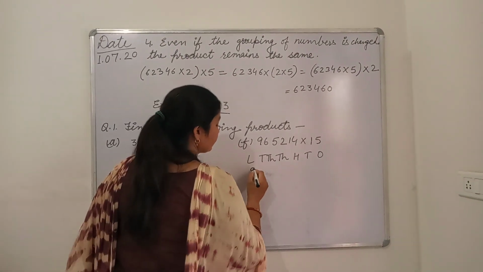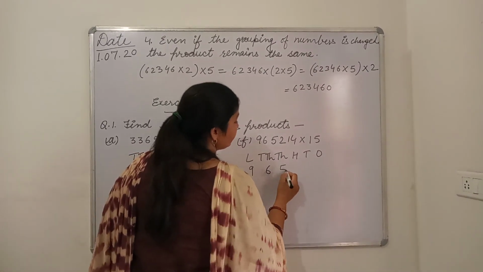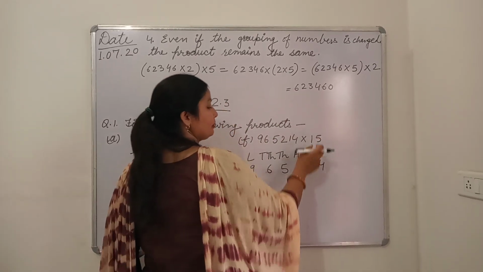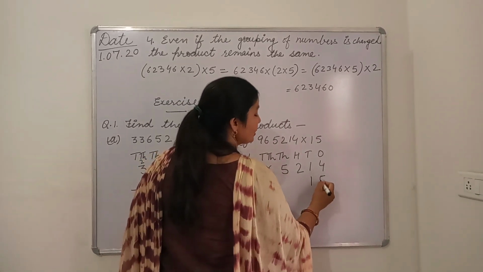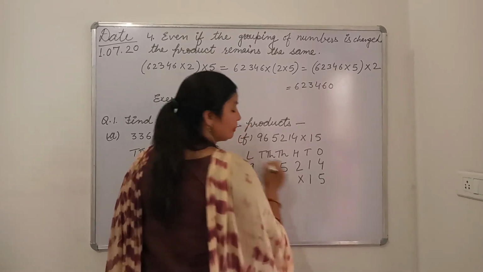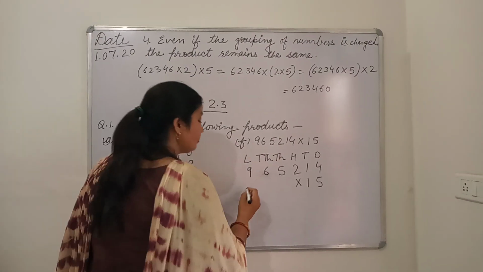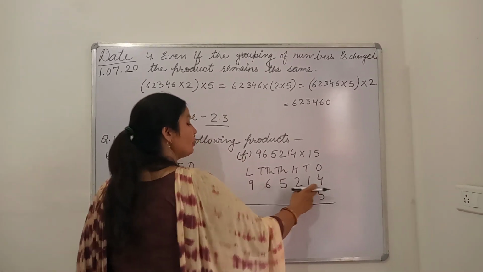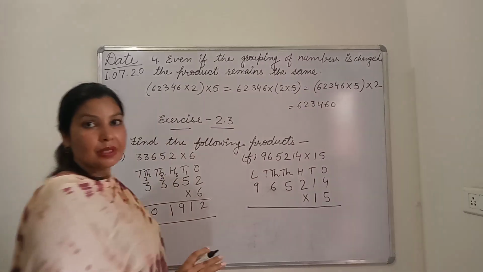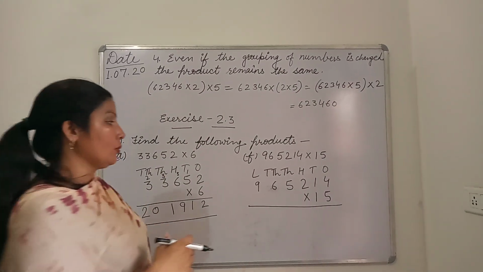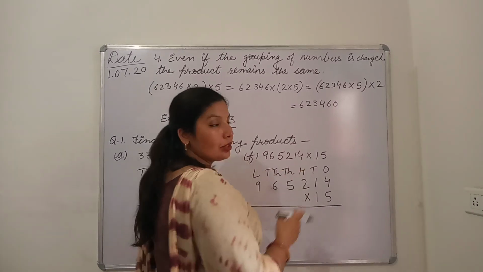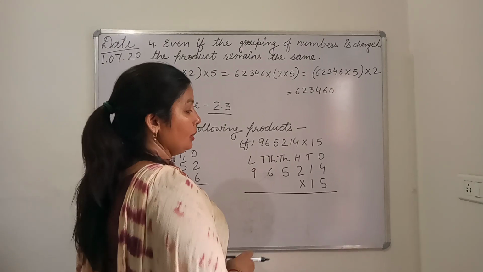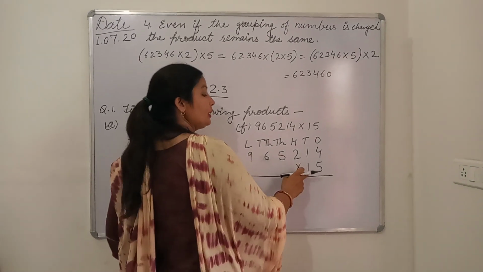9 lakhs, 65,214. Multiply by 15. 15 is a 2-digit number, so we should write it in the ones and tens columns. Now we put here the multiplication symbol. Now we should multiply them. First of all, we should multiply by the ones column, all the columns. And then we should multiply by the tens column. When we multiply by the tens column, we should put a cross, or otherwise we can make a 0 in the ones column, because 5 ones and 1 tens.